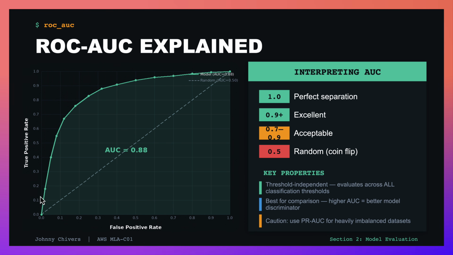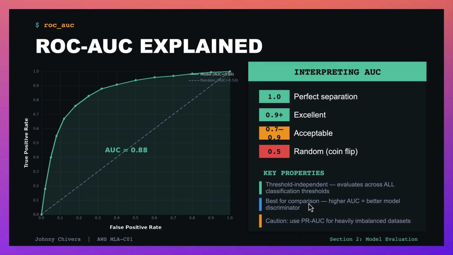So what you're looking for then is a model that curves up to the left and back across. So this model that I've drawn is actually pretty good. It's got an area under the curve of 0.88. Now, considering 0.5 is random, we're very, very high on this. You need to actually take into account other things as well, the key properties that I've put down there.